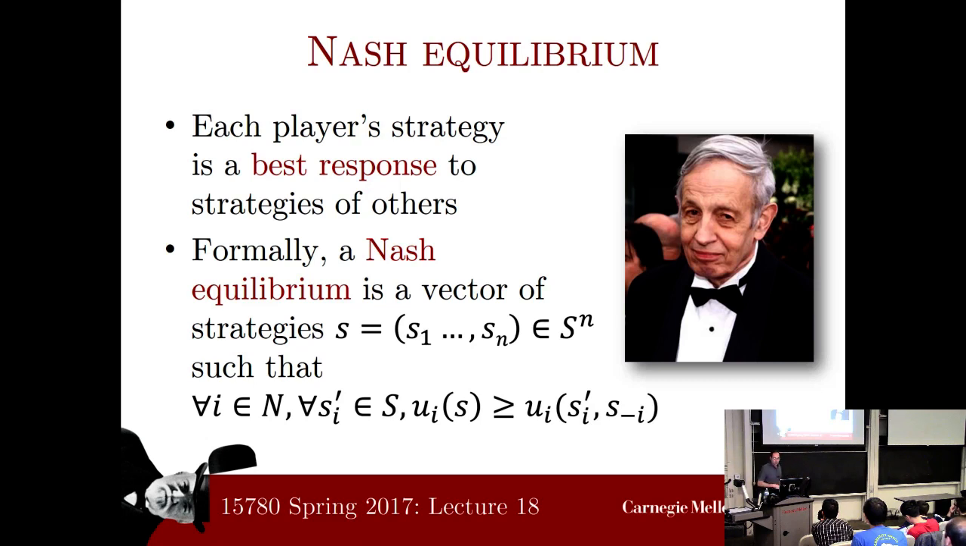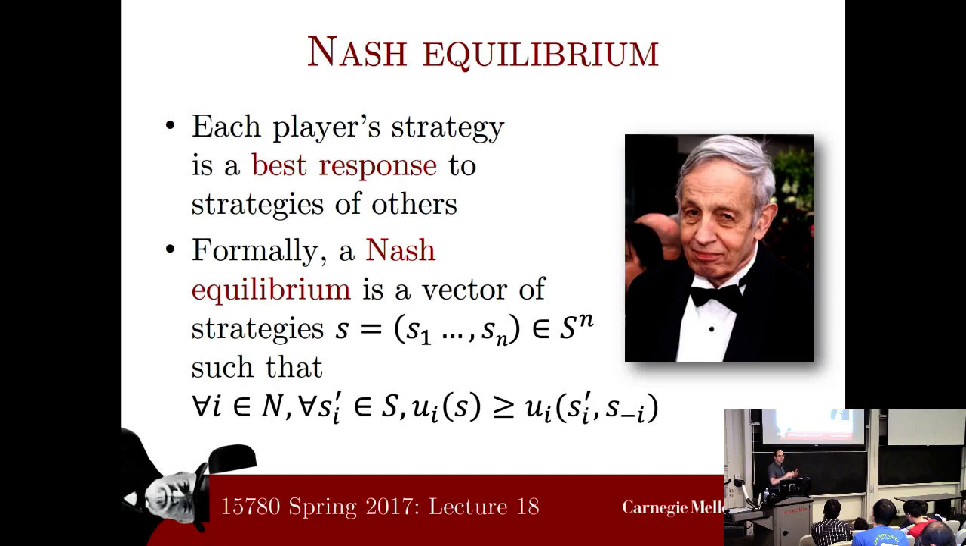So formally, a Nash equilibrium is a vector of strategies, S1 to Sn, such that the following property holds. For every player i, and for every strategy Si prime that i could switch to, the utility of i under the vector of strategies S in this equilibrium is at least the utility of i when i plays the strategy Si prime, and everybody else, this S minus i meaning everybody except i, is playing the same strategy that they play in S.